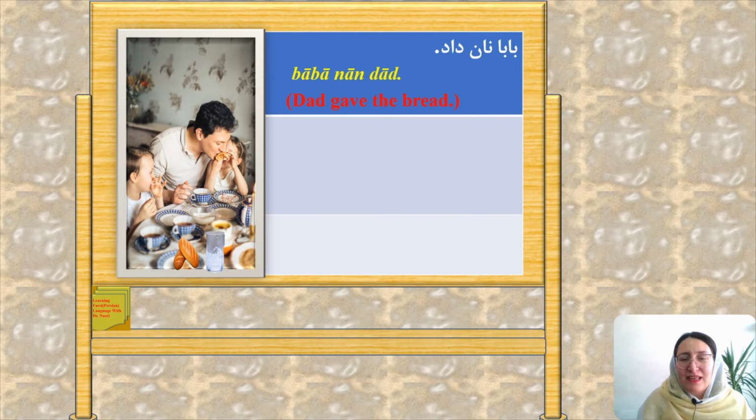Please pay attention to these sentences. Baba nan dad. It means dad gave the bread. Baba ab dad. It means dad gave water.